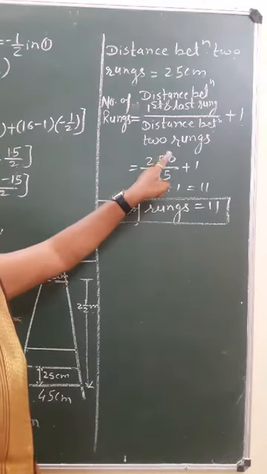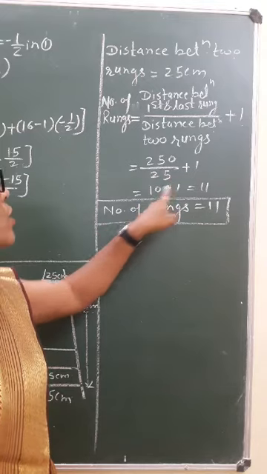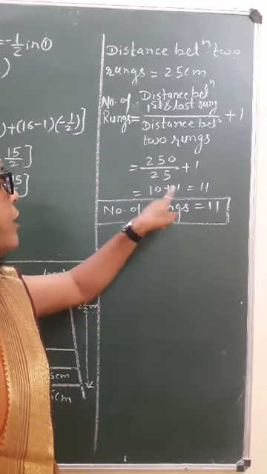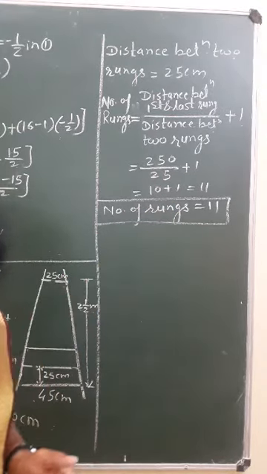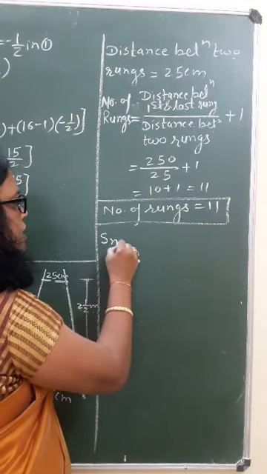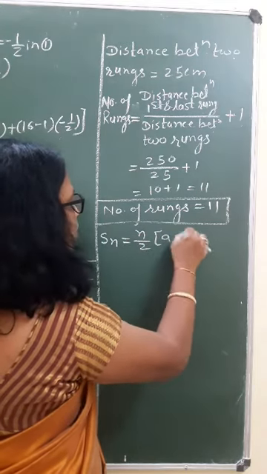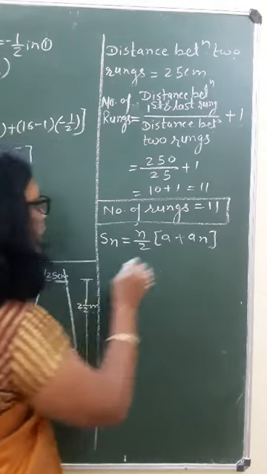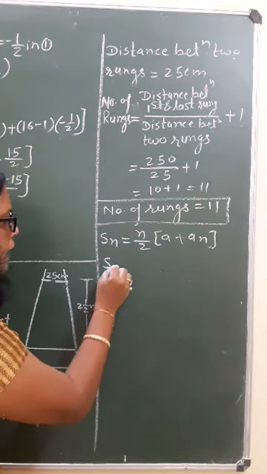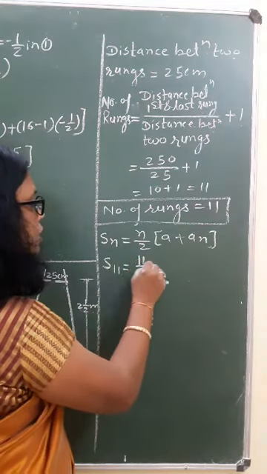So the distance between first and last rung is 250 upon 25 plus 1. You are going to get 10 plus 1 is 11. So number of rungs is equal to 11. Now we have to find SN. SN is equal to n by 2 in the bracket a plus an. I will use this formula because here n is equal to 11, meaning 11 rungs are there in this ladder.